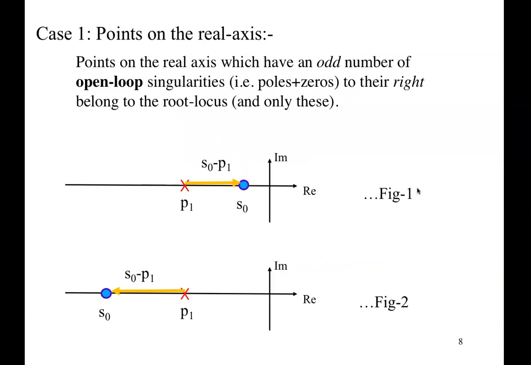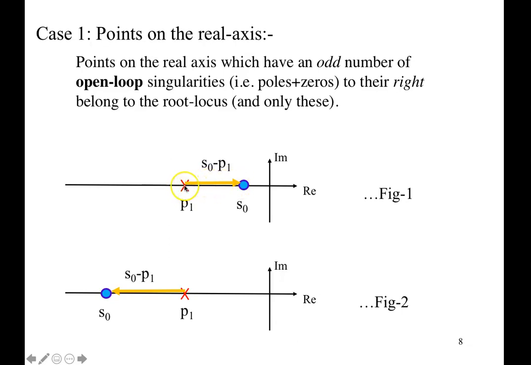Case number 1, we're going to look at points on the real axis. If I have poles and zeros on the real axis, I want to see whether any points on the real axis belong to the root locus, that is, belong to the closed loop poles. Say I have a test point there, and I have an open loop pole there. I want to see if that point is a possible closed loop pole. I need to draw a line from the open loop pole towards it.